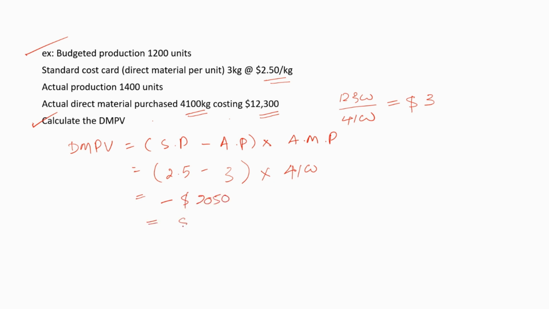This means this is a $2,050 adverse value, because the standard cost per kilogram was $2.5, but actually they have purchased the direct material for $3 per kilogram. This is because the standard cost per kilogram is $2.5, but actually they have paid 3 for 1 kilogram, which is an increase of price, which means the company had to pay more than the budgeted amount. So this is an adverse variance.